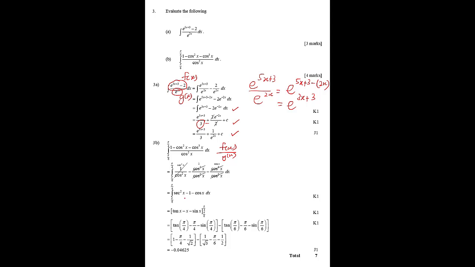After you have this form, you can integrate separately. So integrate secant squared, you will get tangent, and so on. Because you have an upper and lower limit, you need to substitute the upper limit and then minus the substitution of the lower limit. Then you will get the final answer. For this question, you will get 4 marks.